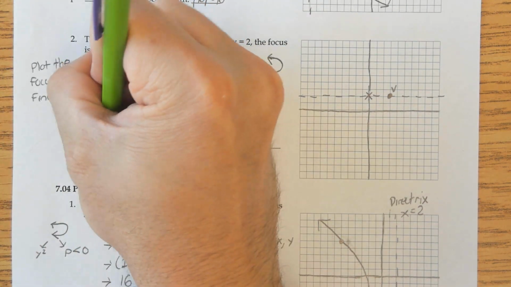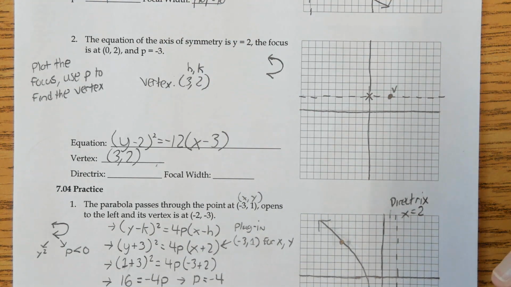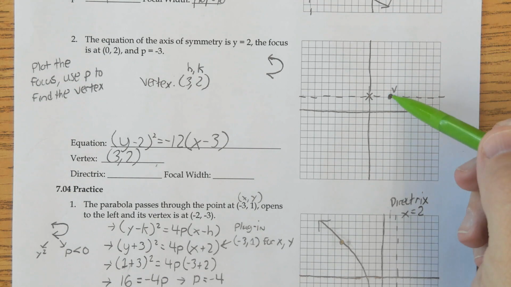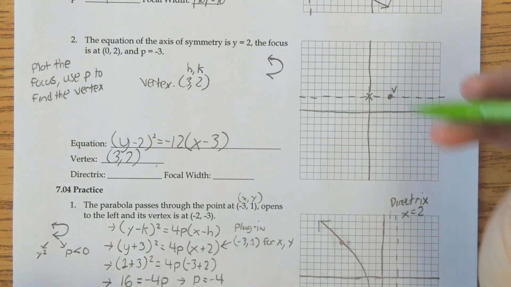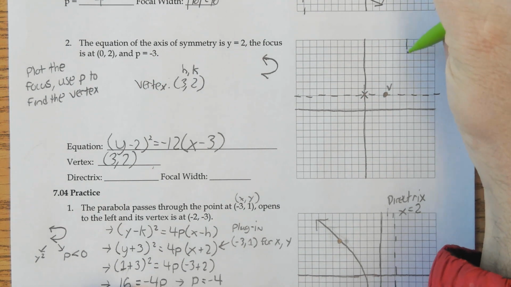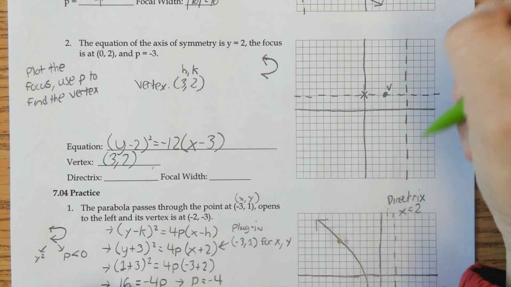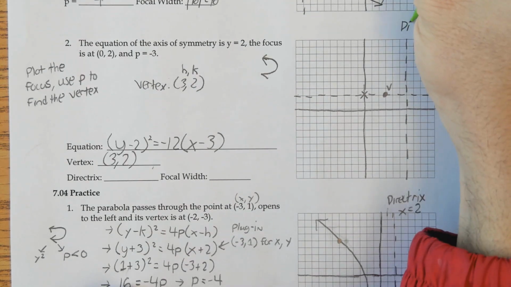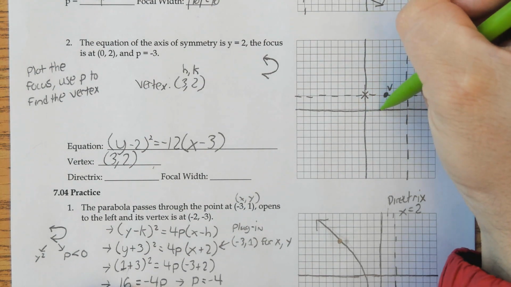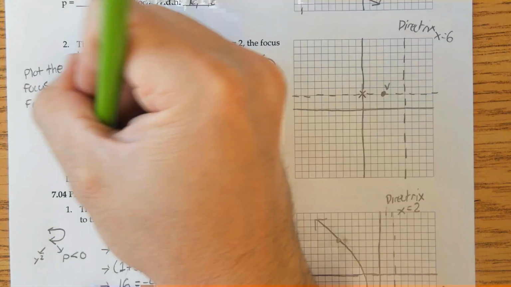Our vertex is 3, 2. We plotted that. Our directrix. So now if we went to the left 3 to get to the focus, we're going to do opposite to always get to the directrix. So we're going to go right 3. So 1, 2, 3. And so our directrix is, well, what is that? 1, 2, 3, 4, 5, 6. So x equals 6 is our directrix.